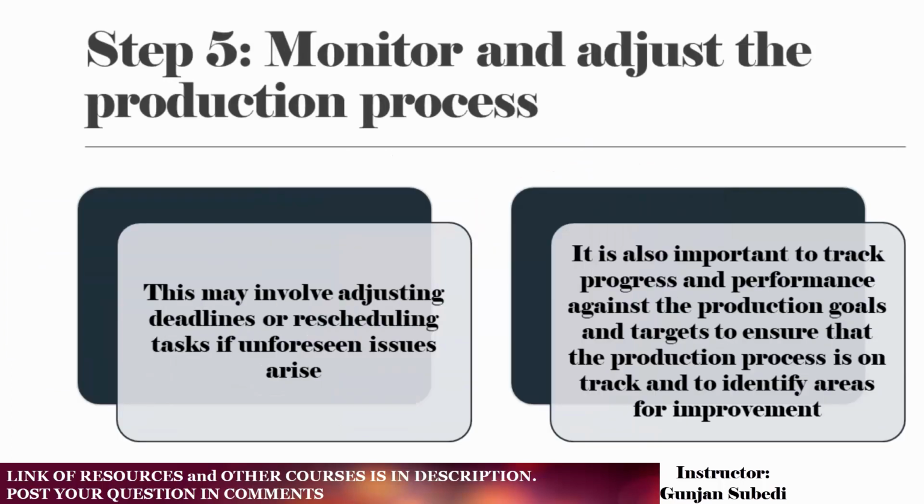Step 5. Monitor and adjust the production process. As the production process progresses, it is important to monitor and adjust the production schedule as needed. This may involve adjusting deadlines or rescheduling tasks if unforeseen issues arise. It is also important to track the progress and performance against the production goals and targets to ensure that the production process is on track and to identify areas of improvement.